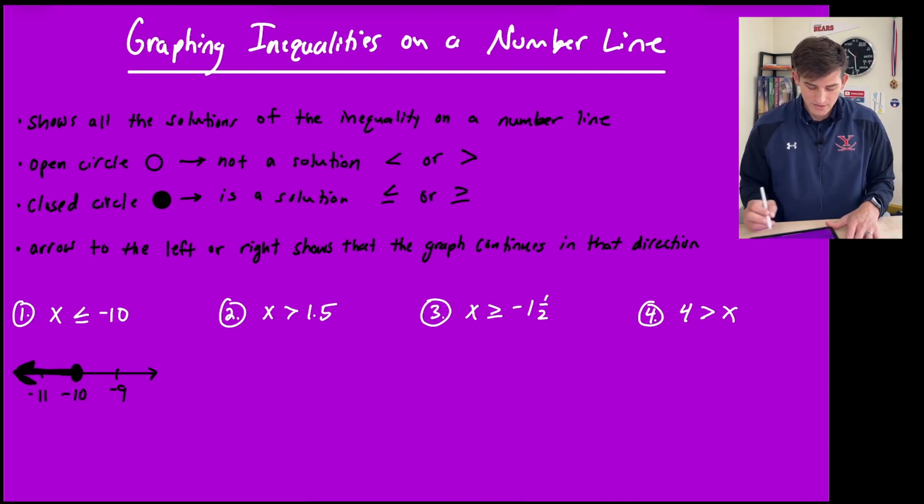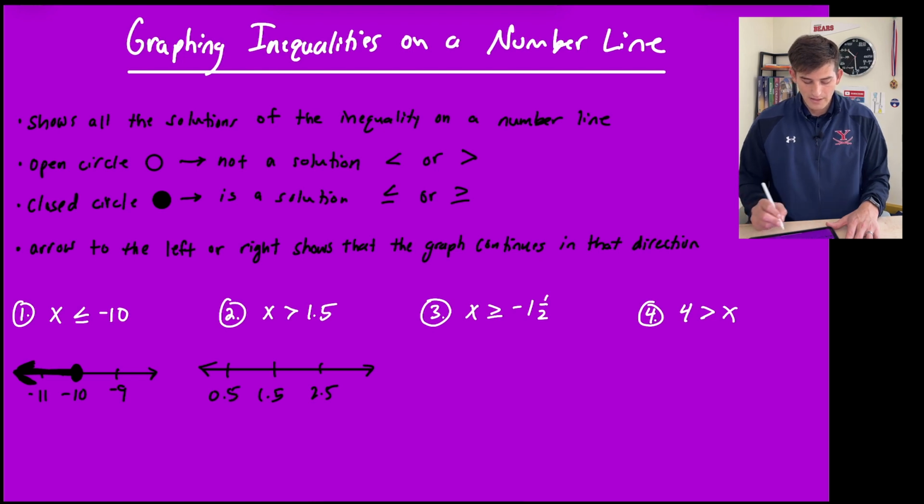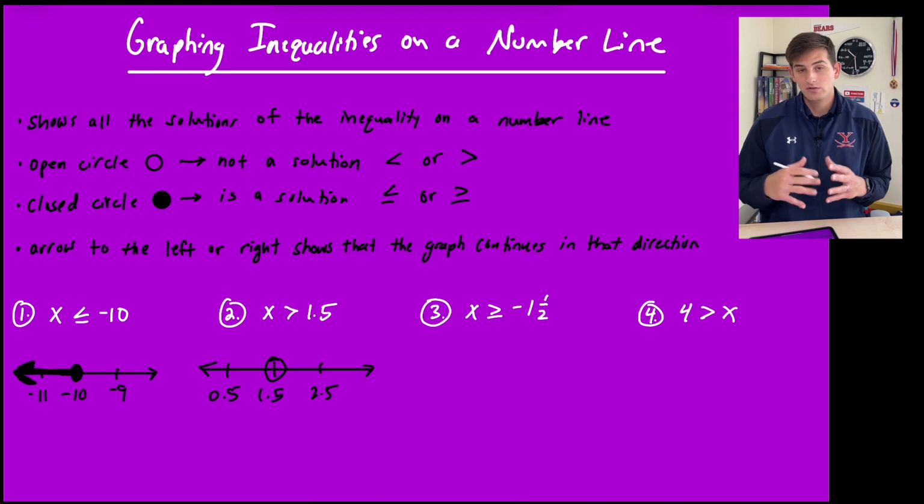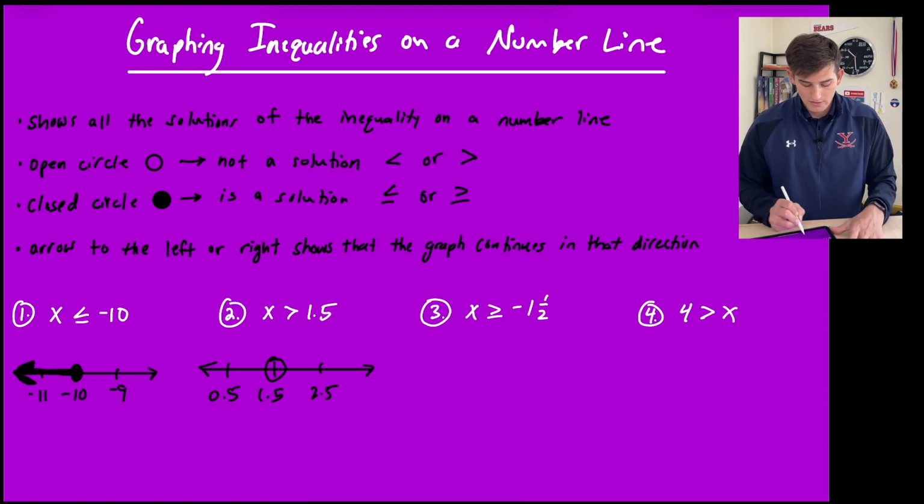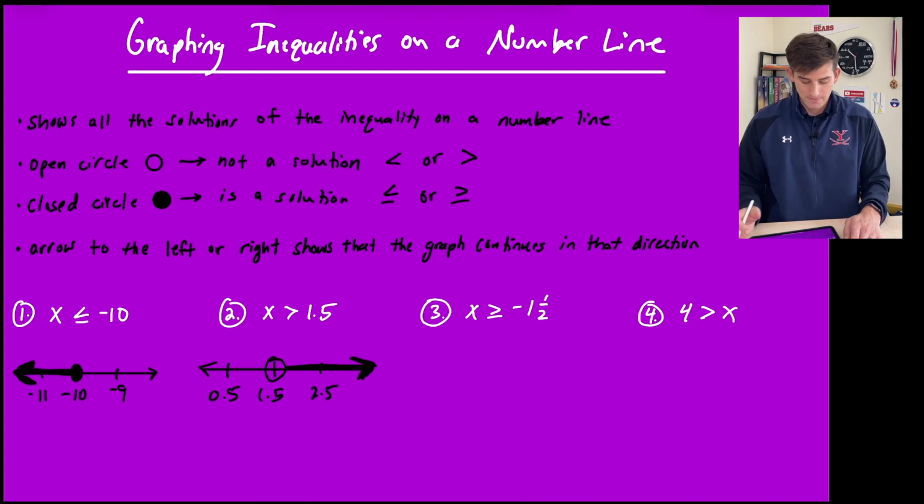All right, number 2, x is greater than 1.5. So let's make our number line here, and let's put 1.5 in the middle, 1.5, and then let's just call this 2.5 and this 0.5. All right, so now I'm going to put an open circle on 1.5 because we're not including 1.5. It is just greater than 1.5. So now I can shade to the right here because I want values that are greater than 1.5, and on a number line, greater than would be to the right, okay?